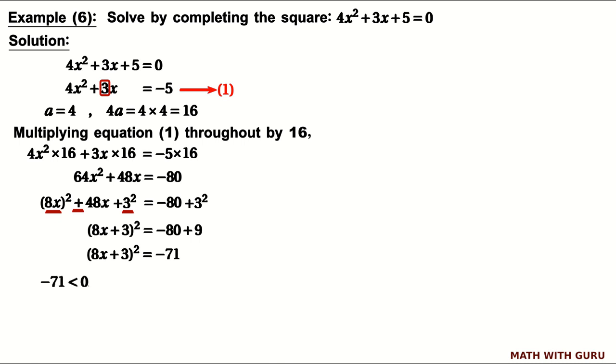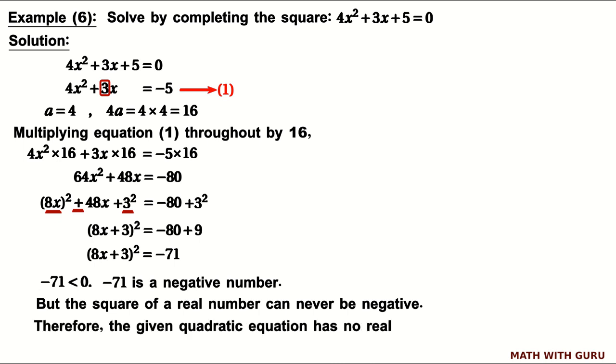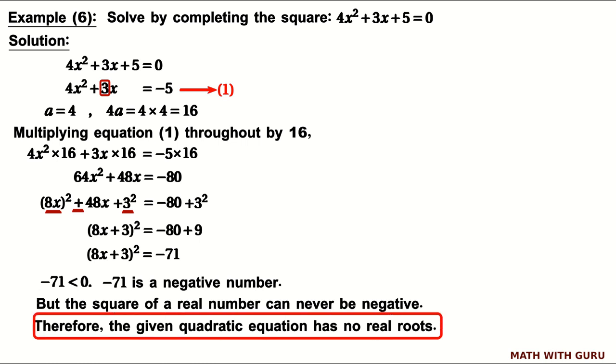Now, minus 71 is less than 0. That is, minus 71 is a negative number. We have (8x plus 3) whole square equals minus 71. Square of a real number can never be negative. Therefore, the given quadratic equation has no real roots.